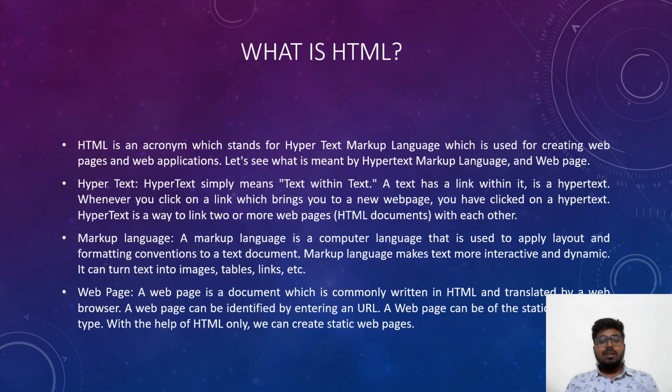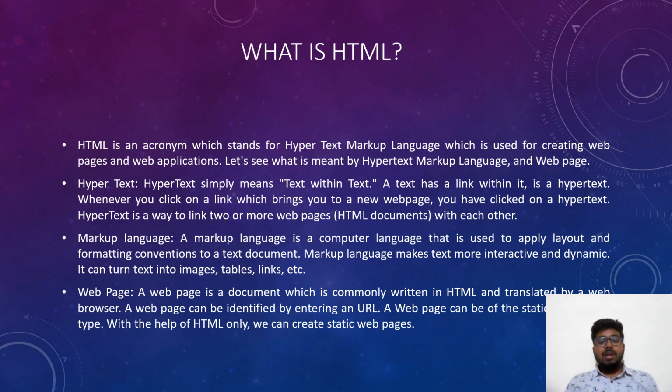What is HTML? HTML is an acronym which stands for Hypertext Markup Language, which is used for creating web pages and web applications. Let's see what is meant by Hypertext Markup Language and web page. Hypertext simply means text within text. A text that has a link within it is a hypertext. Whenever you click on a link which brings you to a new web page, you have clicked on a hypertext. Hypertext is a way to link two or more web pages, HTML documents, with each other.